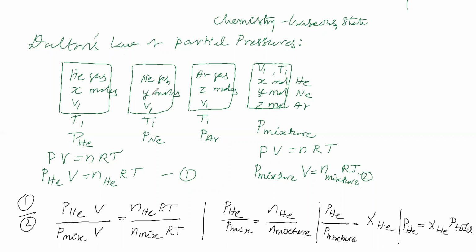Similarly, if we take neon, the partial pressure of neon is equal to the mole fraction of neon into total pressure. For argon, the partial pressure of argon is equal to the mole fraction of argon into total pressure. So Dalton's law we discussed. In Dalton's law, there are two formulas. One is total pressure is equal to the sum of the partial pressures. Another formula is partial pressure is equal to mole fraction into total pressure.